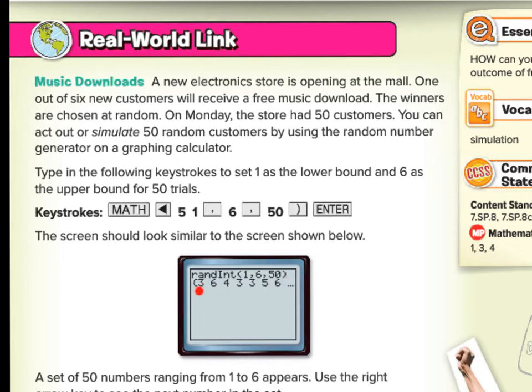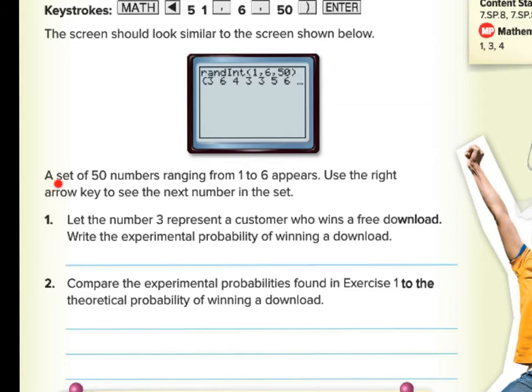Okay, and here's our first sample: 1, 2, 3, 4, 5, 6, 7, the first 7 customers. So a set of 50 numbers ranging from 1 to 6 appears at random. Use the right arrow key to see the next number in the set. So if you use the right arrow key, you'll see the next few numbers. Let the number 3 represent a customer who wins a free download. Write the experimental probability of winning a download.